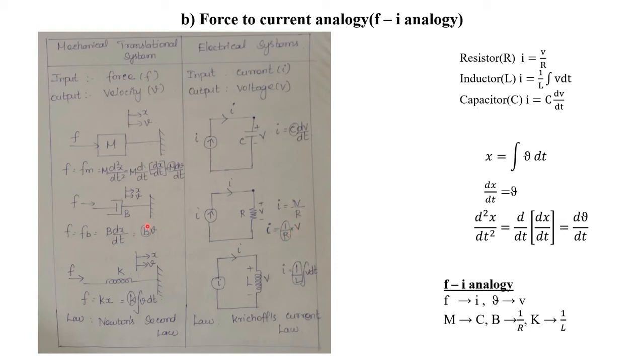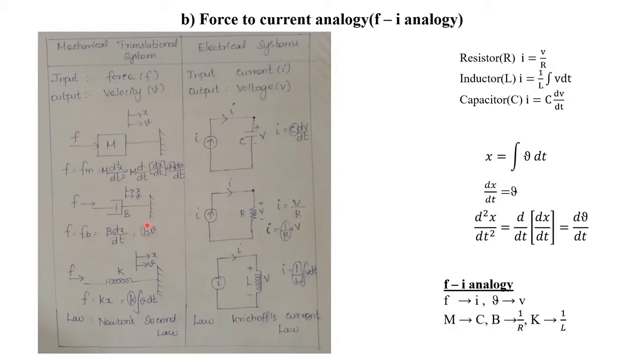Now compare these two equations. Here we have the input force will be equal to B into the output velocity V. Here the input current I is equal to 1 by R into output voltage V. So we can equate B to 1 by R. That is the element B is equated to resistor R.